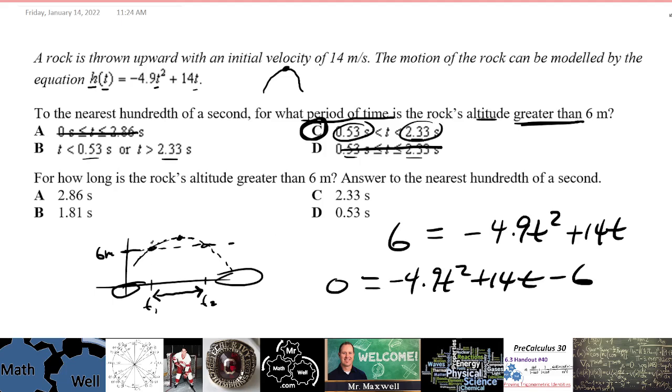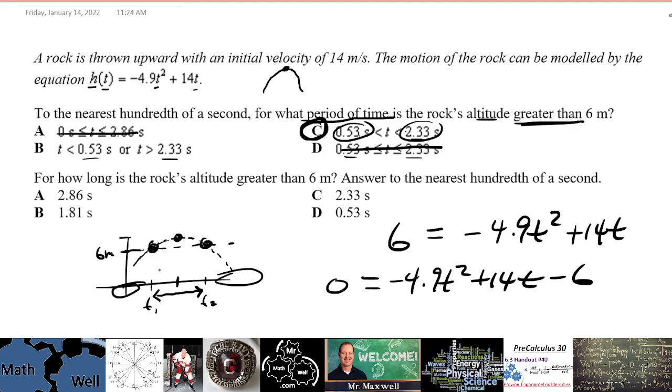Once you have those roots, those are the intersection points between these two graphs. Then you want to just think through that, maybe use a test point, a point between these two numbers right here. Does that yield a value that's greater than 6 or less than 6? And then you know. Okay?